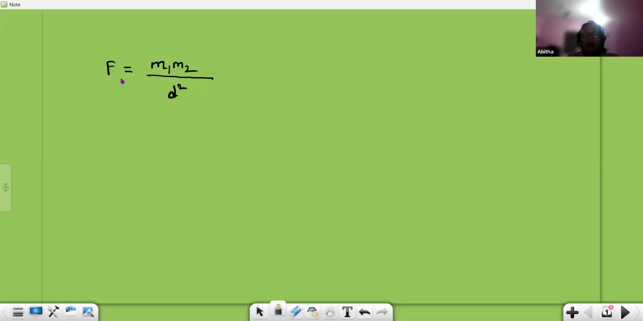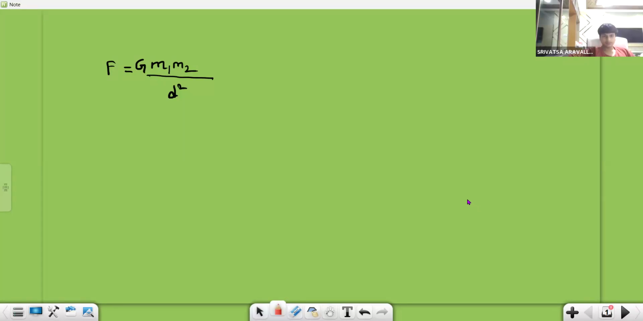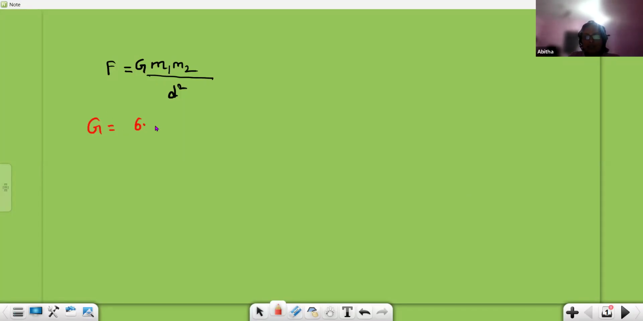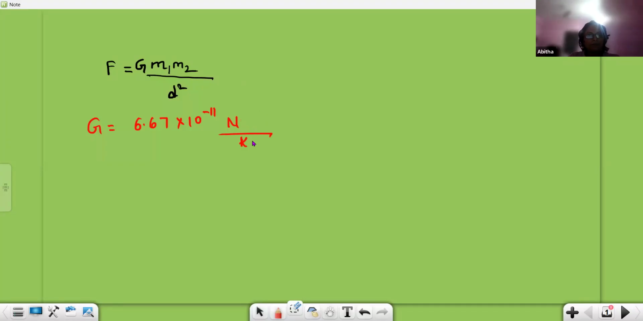So on removing the proportionality symbol, we are adding a constant which is G. What is G? G for gravitational constant, very good. And the value of G is very important. Its value is 6.67 into 10 power minus 11 Newton meter square per kg square.